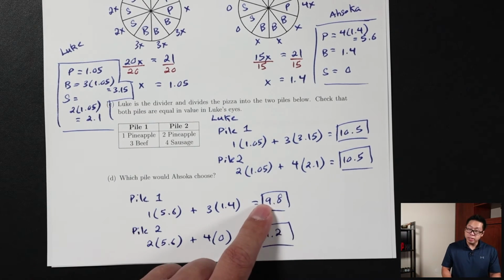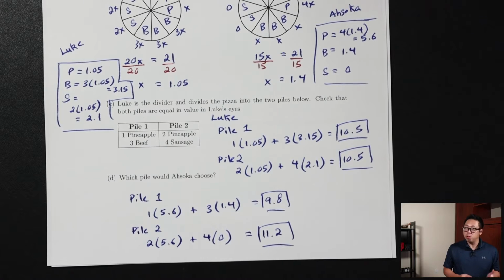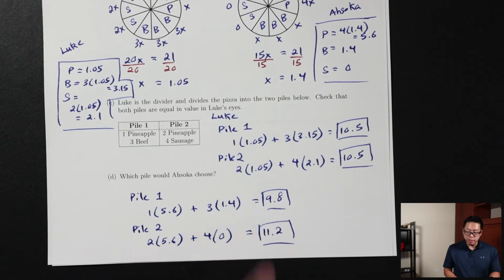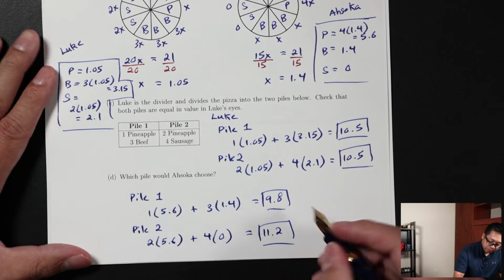Pile 1 is worth 9.8 to Ahsoka. Pile 2 is worth 11.2. Question, which pile would she choose? So obviously she's going to pick the pile that's worth more in her eyes. So pile 2 is worth 11.2, which is more than 9.8. So Ahsoka would definitely pick pile 2.